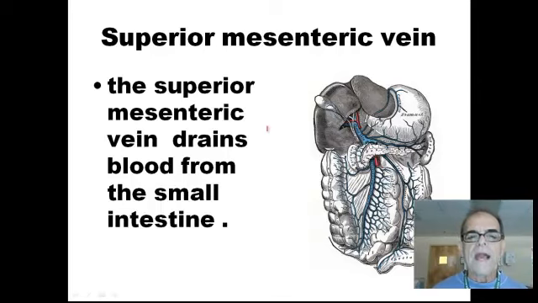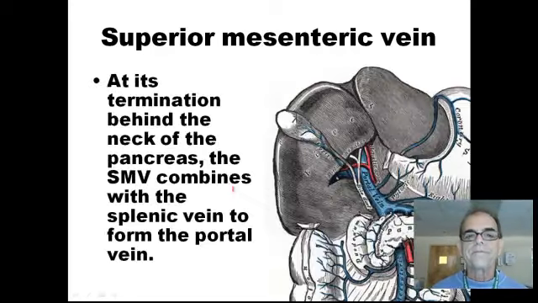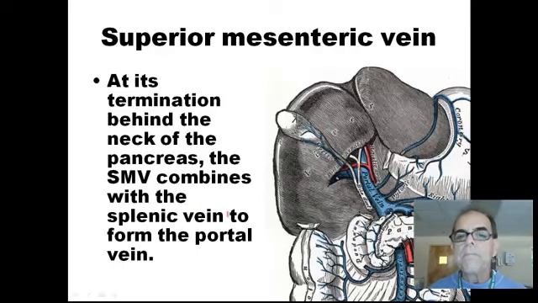the inferior vena cava. The superior mesenteric vein drains blood from the small intestine. Of course, the superior mesenteric artery gives blood to the small intestine. The superior mesenteric vein takes the blood without oxygen that comes from the bowel. The superior mesenteric vein ends behind the neck of the pancreas. The superior mesenteric vein combines with the splenic vein, which brings blood from the spleen, to form the portal vein.